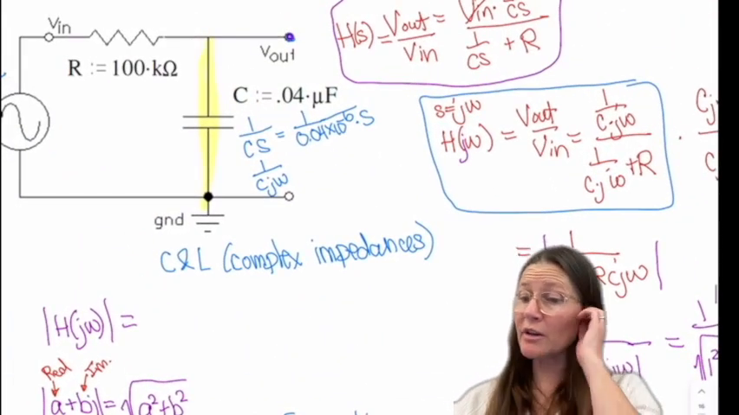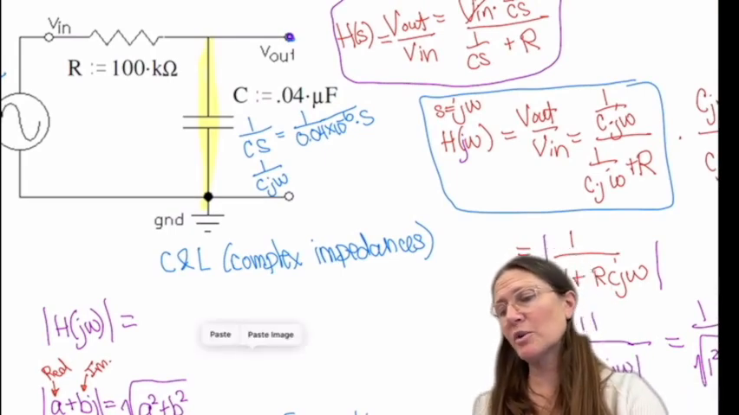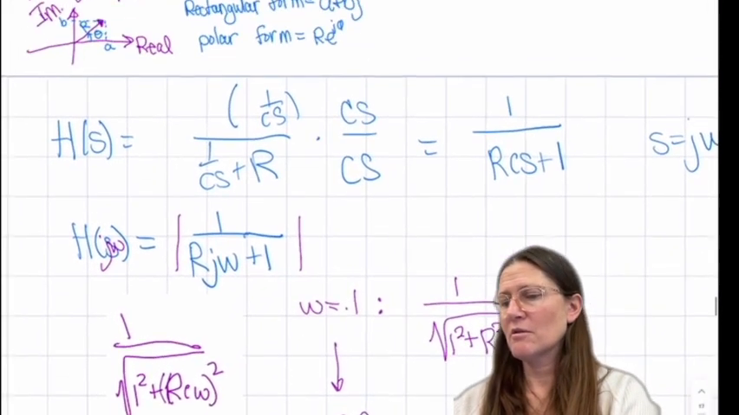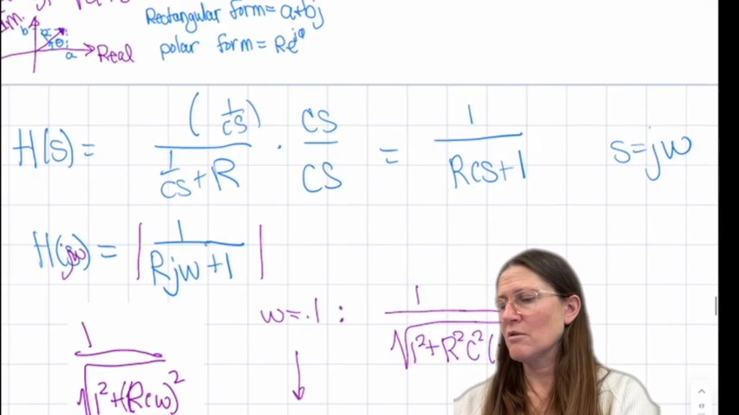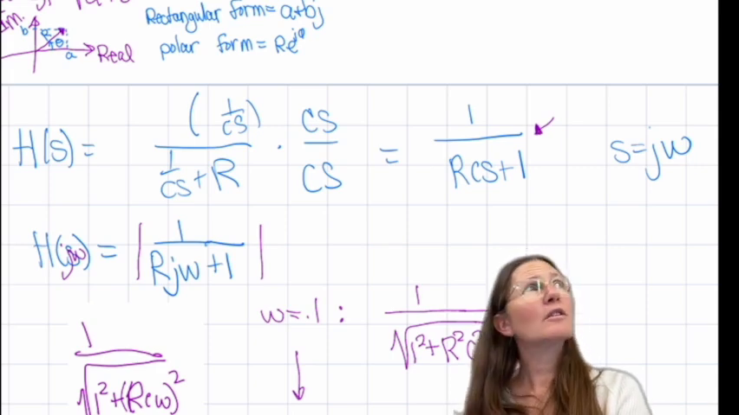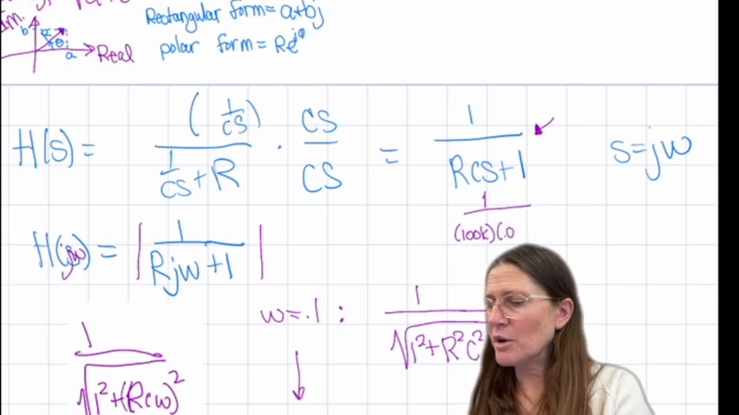Okay, so C and R are actual numbers, so we can go plug those in. So 100K and 0.04 micro. No, I understand that, I'm just not sure where it came into that equation. Because I understand the magnitude, but I'm still a little confused. Did you understand getting to this point? Oh, yes. Okay, so then this is really 1 over 100K, 0.04 micro S plus 1.